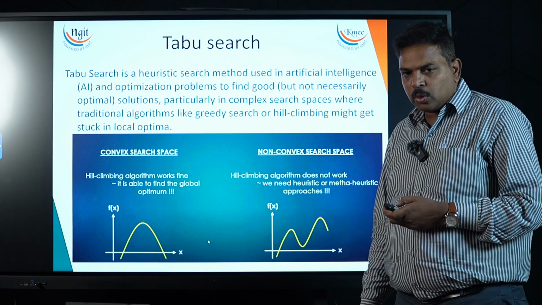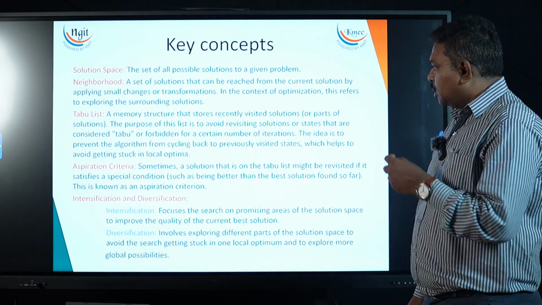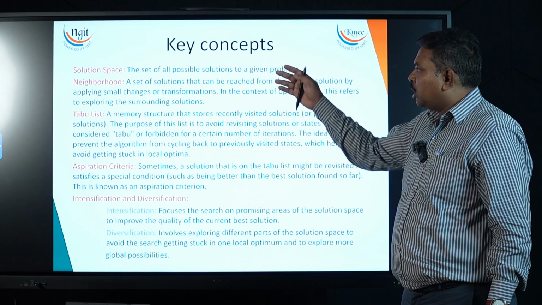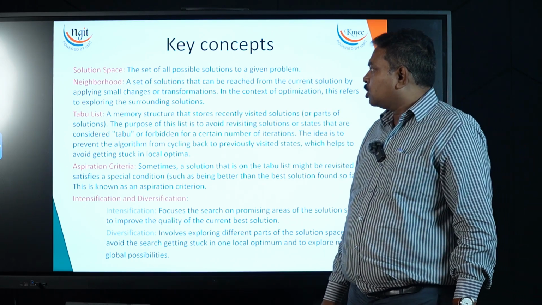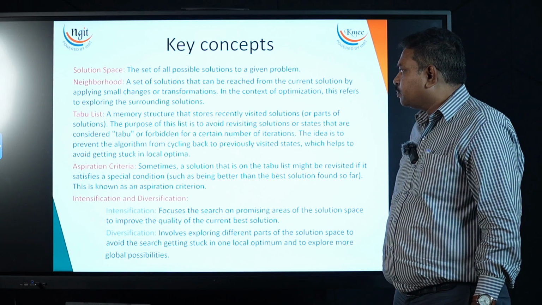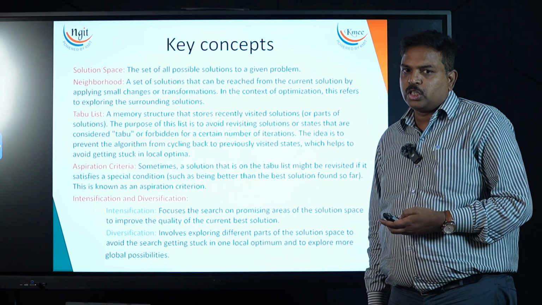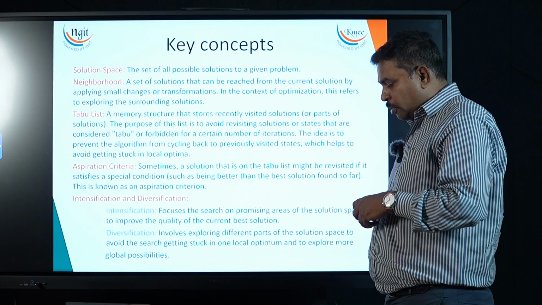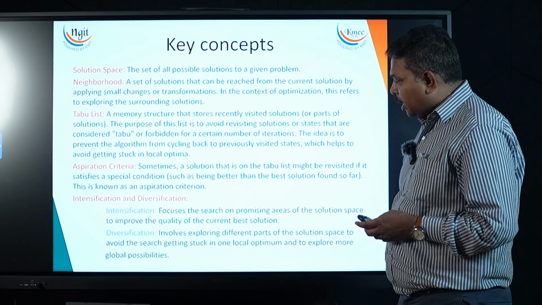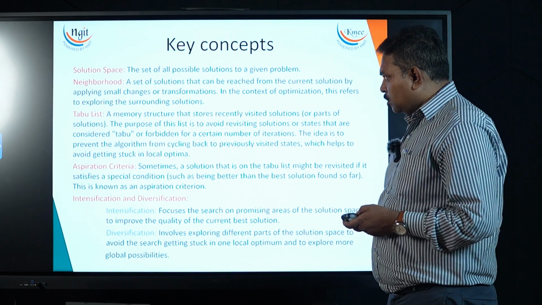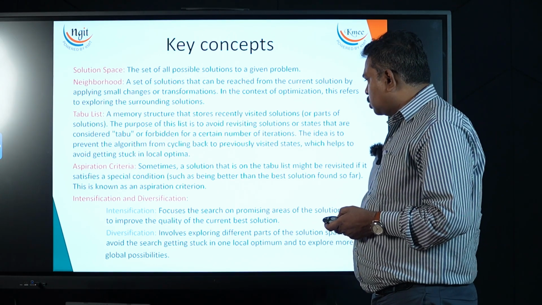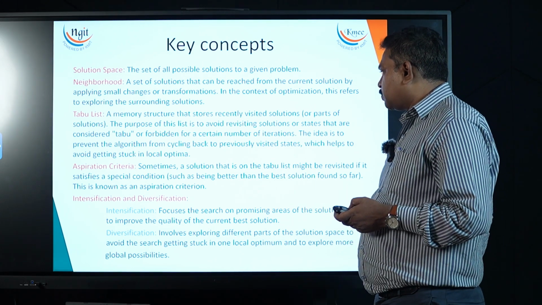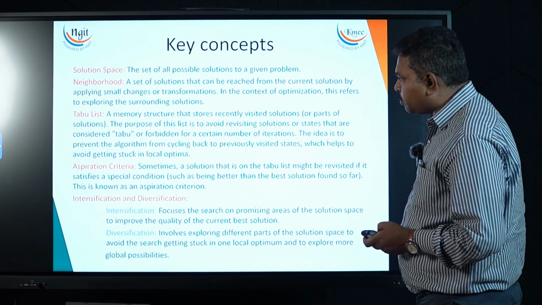a list which uses a purely heuristic method. Like a regular local search algorithm, first we find all the possible solution space and generate the neighbors, and here we maintain one tabu list, a memory structure that stores previously visited solutions, so that we can avoid revisiting and avoid cyclic visiting. Sometimes a solution that is on the tabu list might be revisited if it satisfies a special condition, which is called the aspiration criteria.